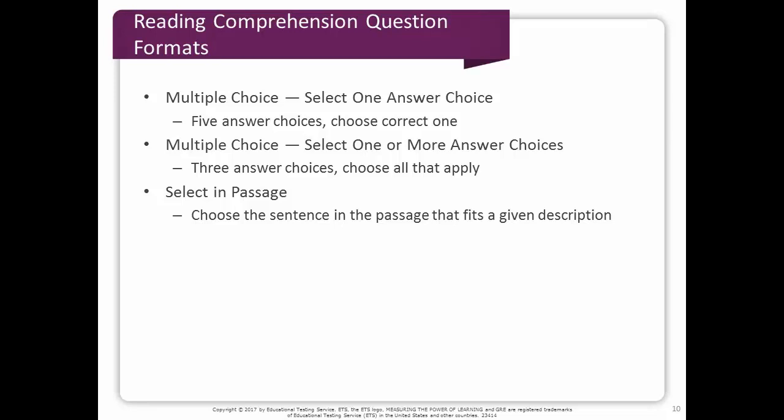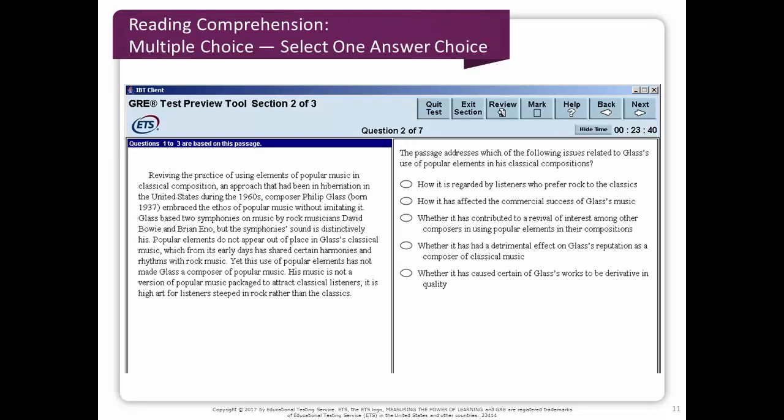The third comprehension question format is the select-in-passage format. You must choose the sentence in the passage that fits a given description. Let's look at these examples now. Here is the multiple choice type that requires one answer.